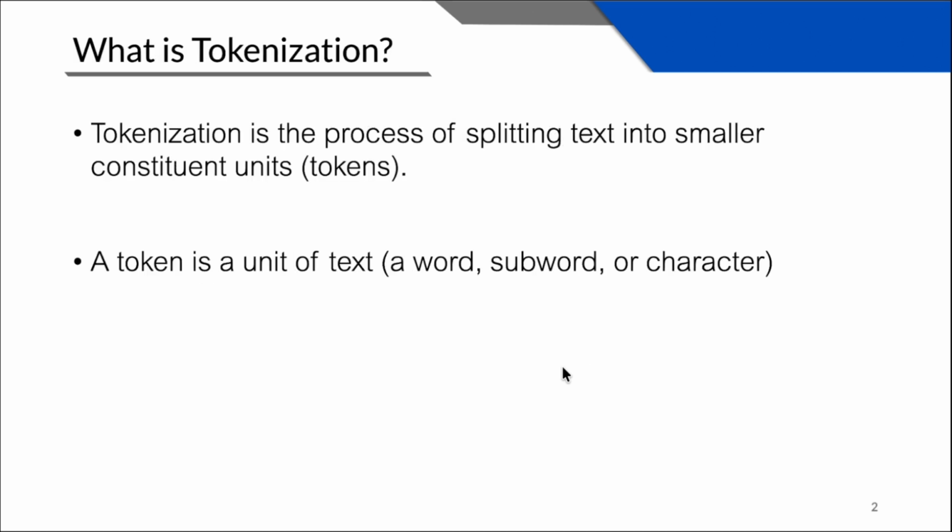So let's start by thinking about the term tokenization. What is tokenization? Tokenization, in simple words, is the process of splitting text into smaller units, what we call tokens. And a token is a unit of text. It might be a word, subword, or even a single character.